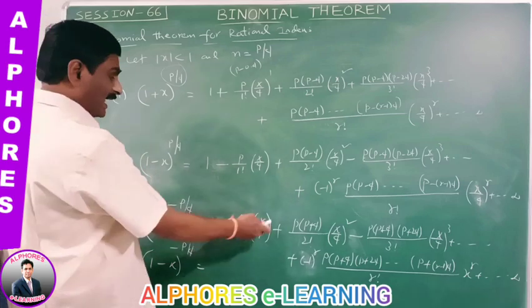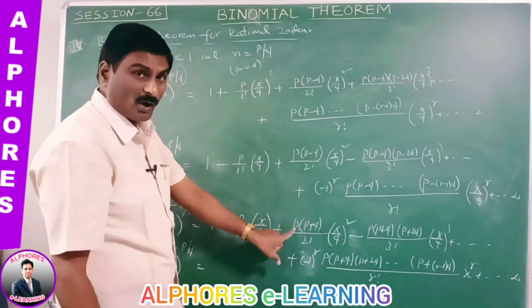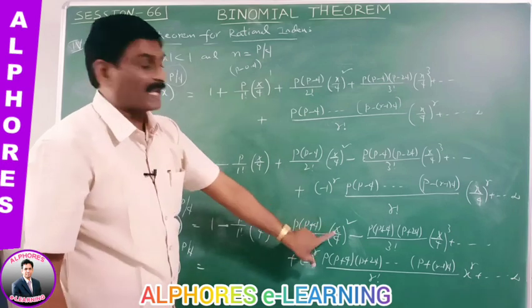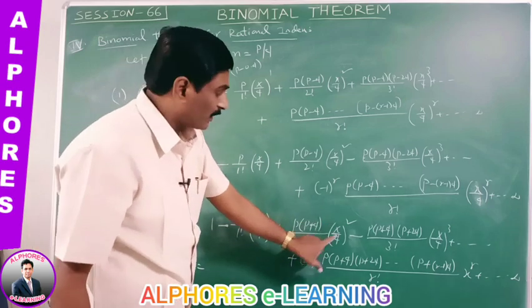P by 1 factorial into x by q. Next, p into, in the previous case, p minus q. But in this case, we get p into p plus q by 2 factorial into x by q. Please observe the difference in this value. P into p plus q by 2 factorial into x by q whole square.